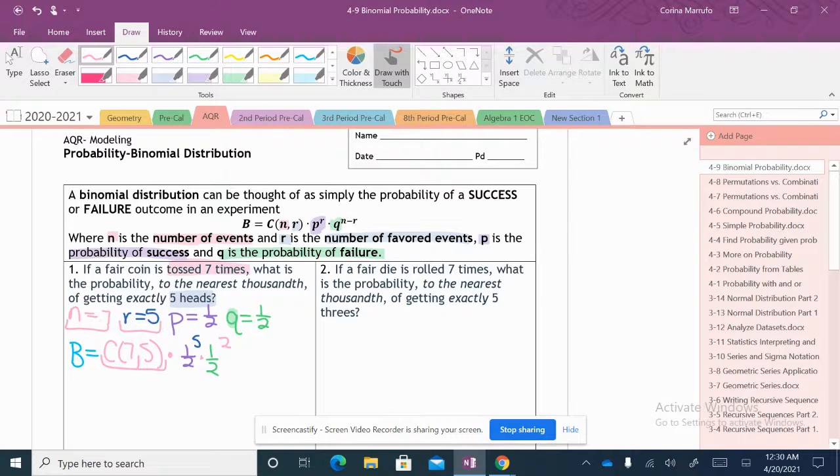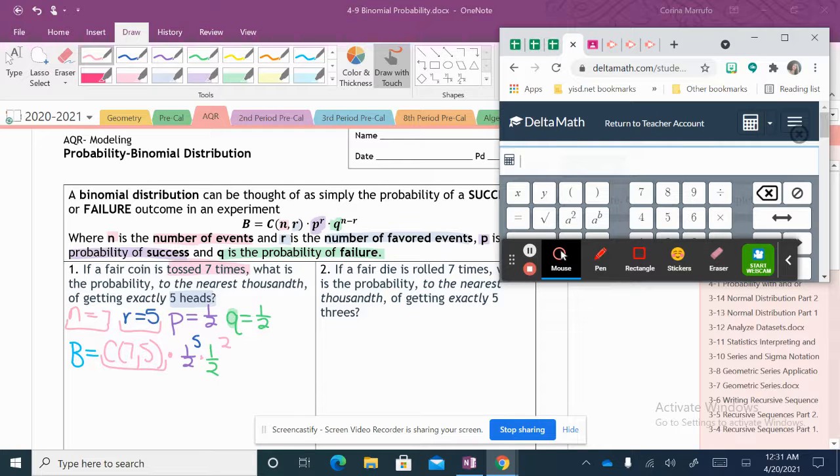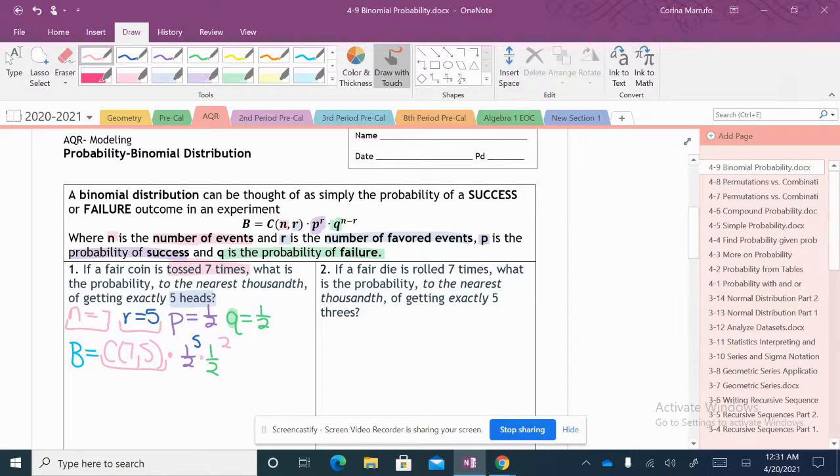All right, so let me get out my Delta Math calculator. How do I get rid of this? Just put it up there. So under functions, we have nCr. We have 7 and 5. So that gives us 21. So I'm going to take the 21 and multiply times 1/2 to the 5th power times 1/2 to the 2nd power. So I'm going to put all that in my calculator.